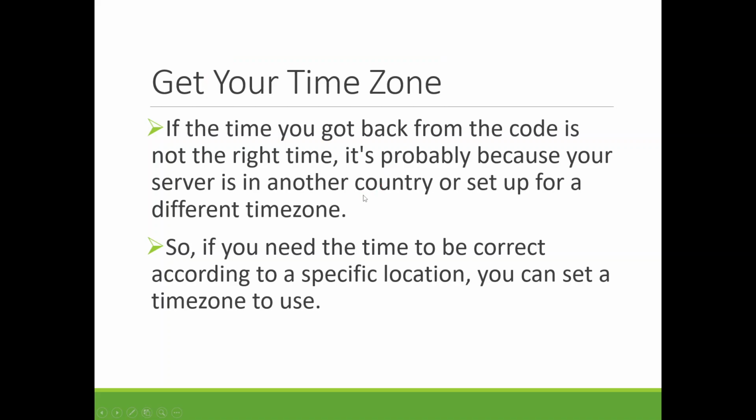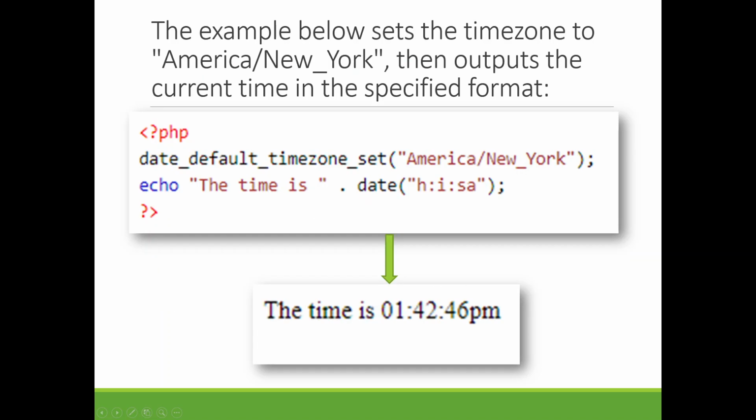So let's see how that is done. Here's an example. PHP offers a function called date_default_timezone_set. It's written as date underscore default underscore timezone underscore set. When you use this function, you give it a parameter, and this parameter really is the time zone.